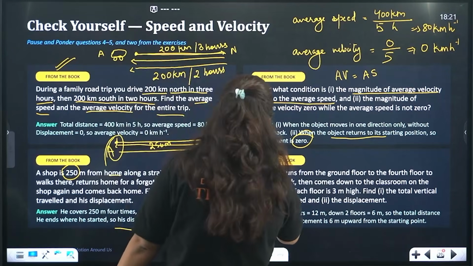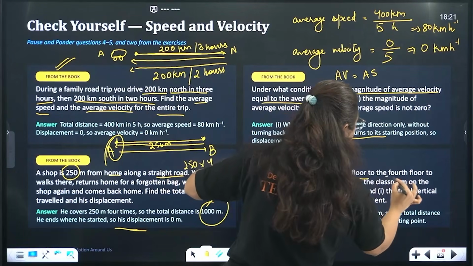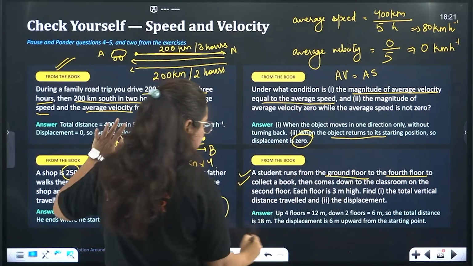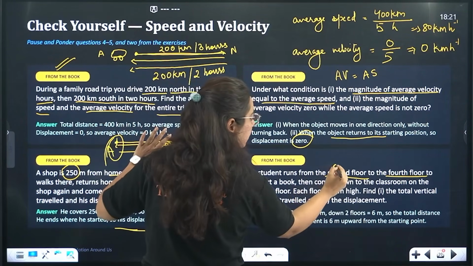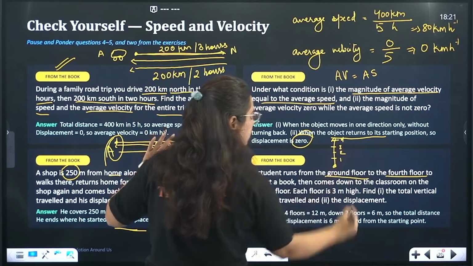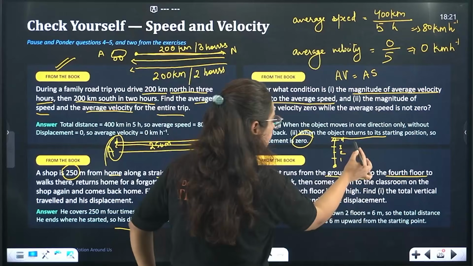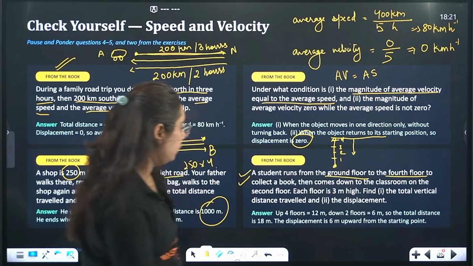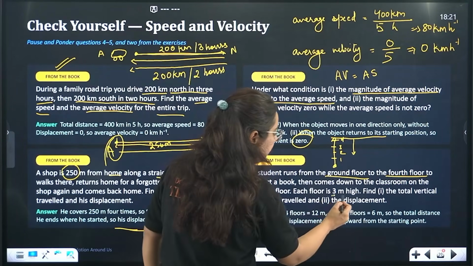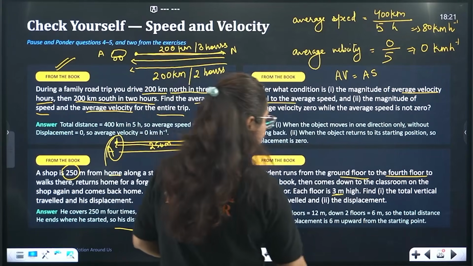I will be waiting. Next is, a student runs from the ground floor to the 4th floor. 1, 2, 3, and he reaches the 4th floor. Then he comes down to the classroom on the 2nd floor. Each floor is 3 meters high. Let's make it a bit bigger. So each floor is 3 meters high.